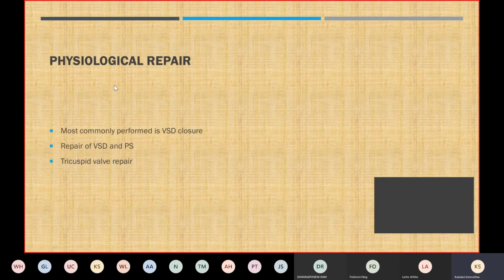Now, coming to physiological repair. As I said, in the physiological repair, the atrioventricular and the ventricular arterial discordance is not touched upon. Only the associated lesions are treated. The most common lesion is the VSD, and hence the most commonly performed surgery in physiological repair is a VSD closure. The next is VSD closure with a pulmonary stenosis repair, and the other one is the tricuspid valve repair.